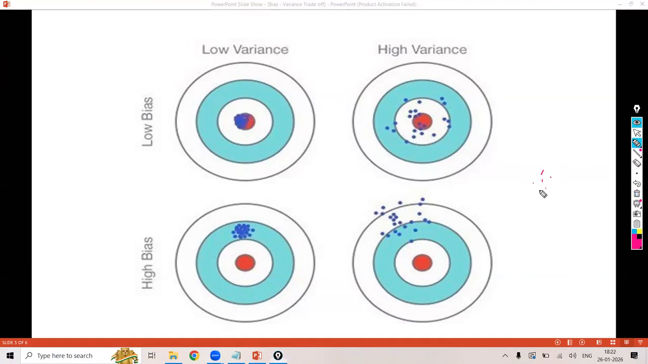What is the distance between the points? Is the distance between the points high or low, miss? So low. The distance between the points is low, which we call low variance. In these two cases, low variance is there. If the distance between the points is high, then it is called high variance.